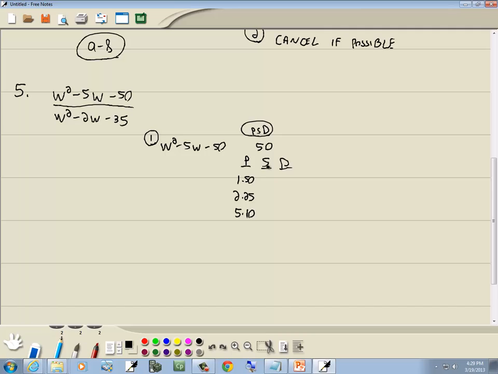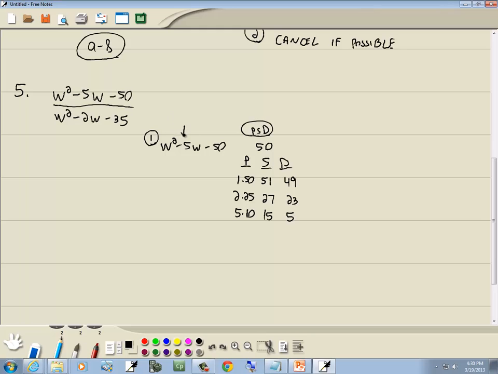We'll add them. The S column is sum. 1 plus 50 is 51. 2 plus 25 is 27. 5 plus 10 is 15. Difference column, we subtract them. 50 minus 1 is 49. 25 minus 2 is 23. 10 minus 5 is 5.